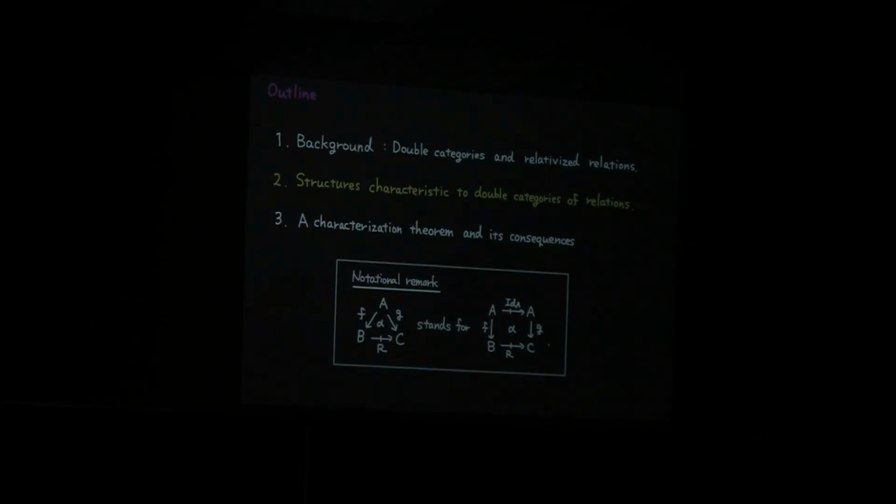But before that, I'm going to touch on the notation I'm going to use. When I write a triangle cell like this in a double category, I mean a cell whose top horizontal arrow is the identity. So I usually contract the horizontal identity arrow into a single object. But anyway, let's move on.